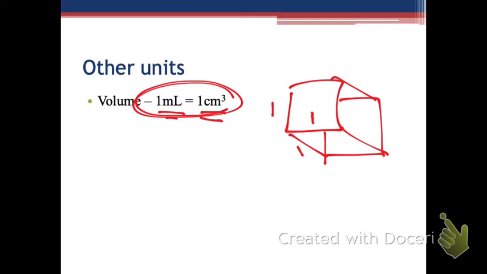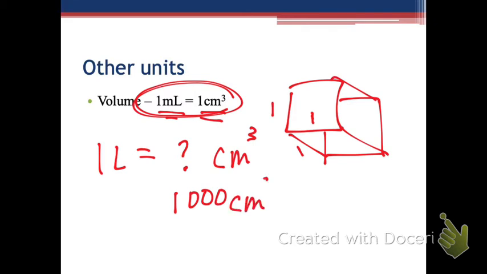That's kind of an important piece that we need to know. So maybe highlight that one, star that one. But that's an important conversion that we will use a lot. So let's answer this question then. 1 liter is equal to how many centimeters cubed? Yeah, it would just be 1,000 because we know there's 1,000 milliliters in a liter, which means there must also be 1,000 cubic centimeters in that.